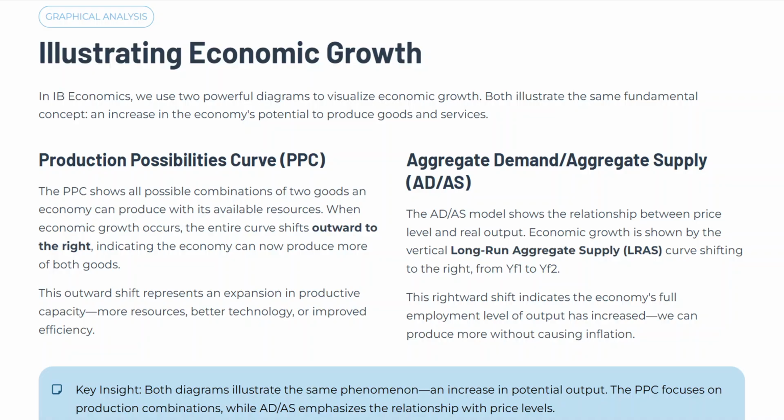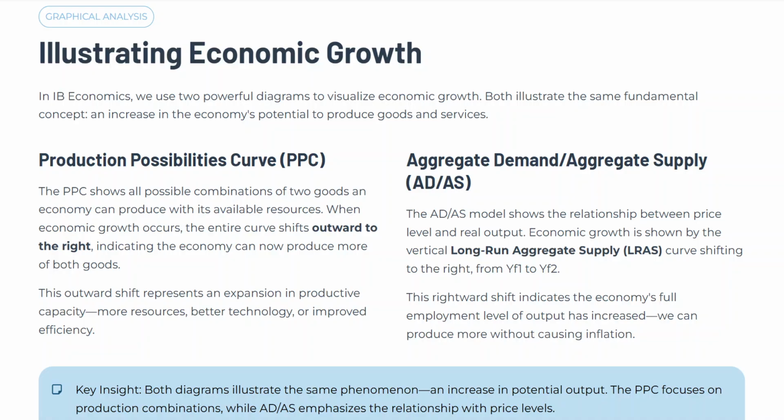Second, the ADAS model, classical view. Long-run economic growth is shown as a rightward shift of the long-run aggregate supply, LRAS curve. This means the full employment level of output, YF, has increased. Both diagrams show the same thing, an increase in the potential output of the economy.